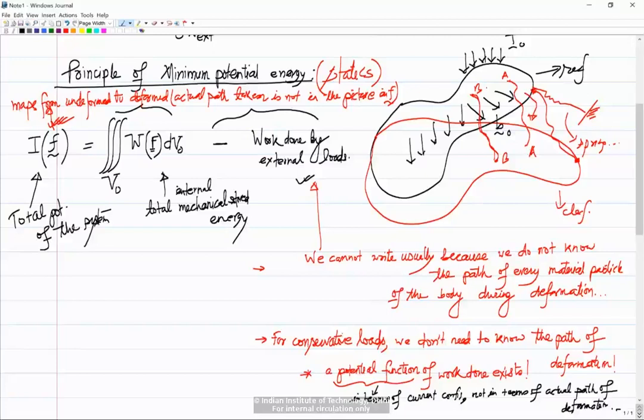Okay, so you see all this discussion brings us to, or highlights for us, the limitation of this method, that is the principle of minimum potential energy. So it says that we can apply this only when the load that is acting on the body is conservative.